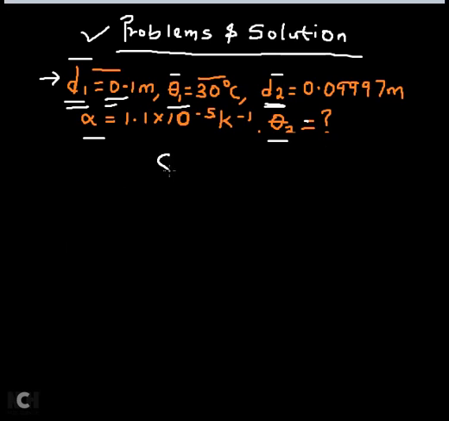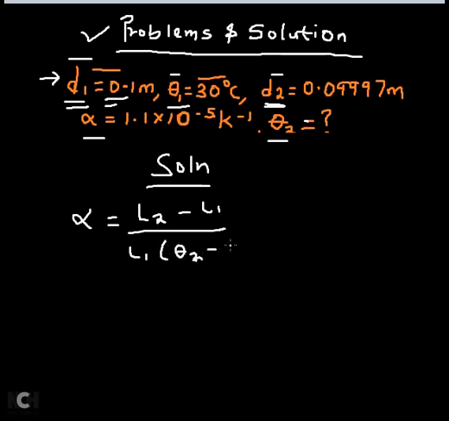Of course, you know very well that for us to solve this, we apply the formula for the coefficient of linear expansivity, which we know is alpha equal to L2 minus L1, divided by the initial length L1, then the temperature change theta 2 minus theta 1. So the whole idea is for us to find the final temperature.